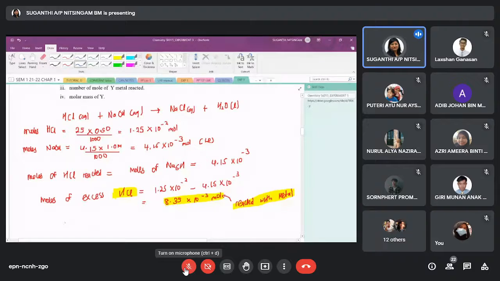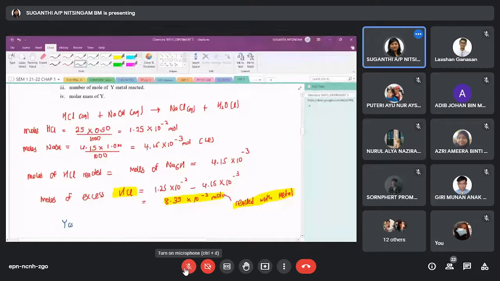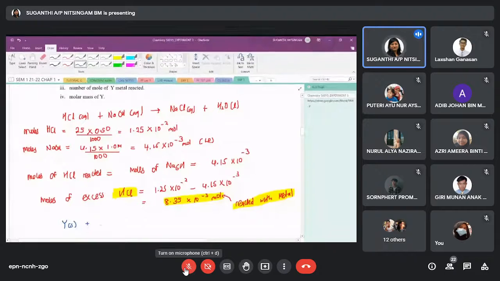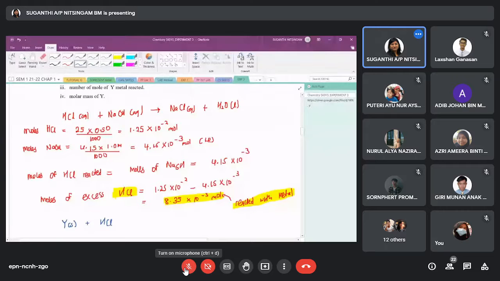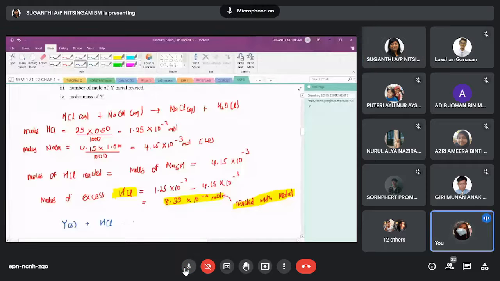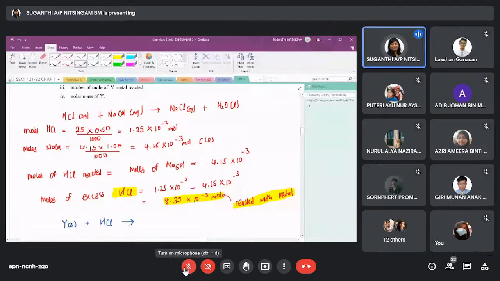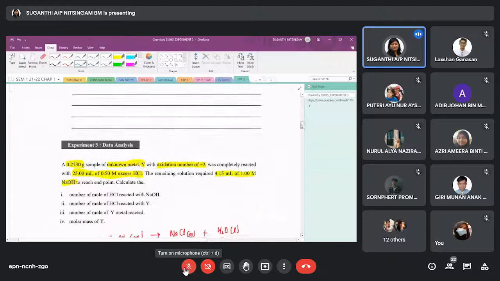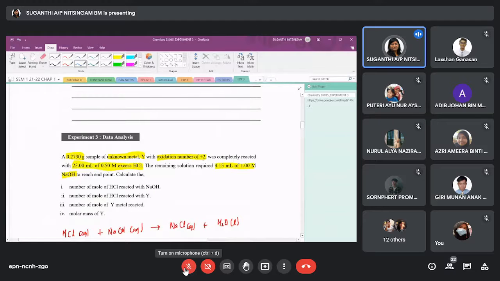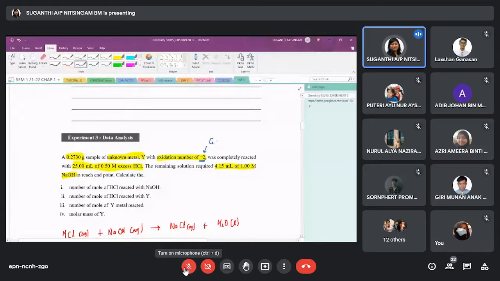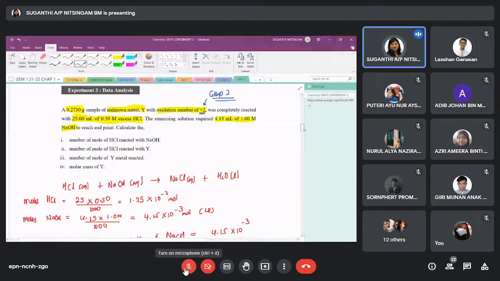So metal ni kita dah tahu Y reacts with HCl. Apa charge untuk Y kita? 2 plus. How? They have already told you. Kalau dia sebut saja alkaline metal tu, you must understand that it is from group 2. You see here and here also they say plus 2. Bila dia sebut plus 2 ni, kamu kena faham dia daripada group 2. Group 2.